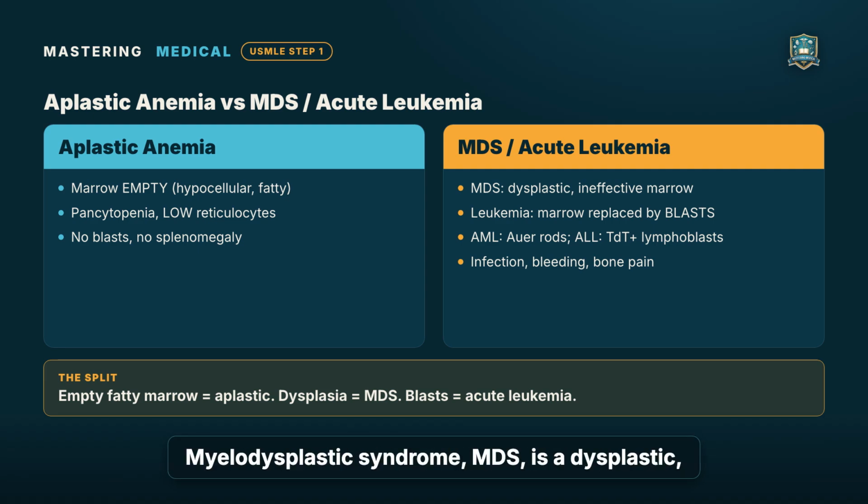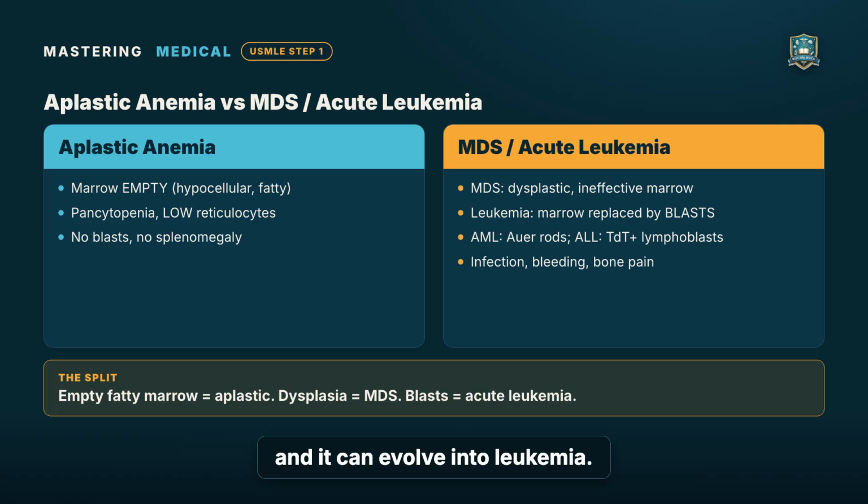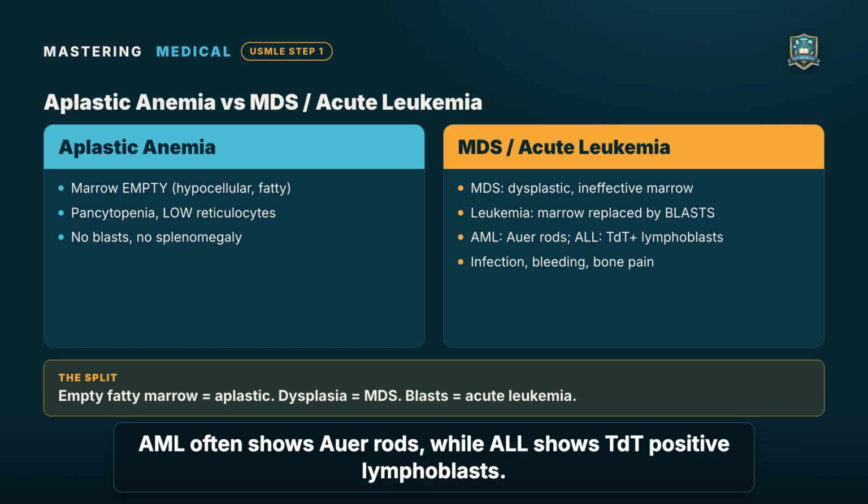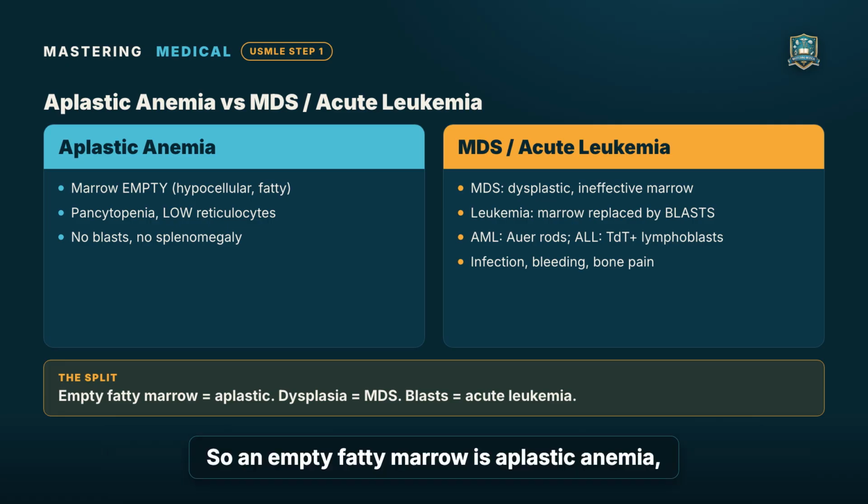Myelodysplastic syndrome (MDS) is a dysplastic ineffective marrow. It makes cells but badly, so you see cytopenias with dysplastic forms, and it can evolve into leukemia. Acute leukemia is a marrow replaced by blasts, presenting with infection, bleeding, and bone pain. AML often shows Auer rods, while ALL shows TdT-positive lymphoblasts. So an empty fatty marrow is aplastic anemia, dysplasia is MDS, and blasts are acute leukemia.